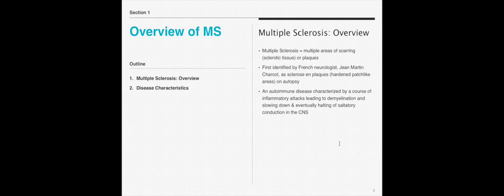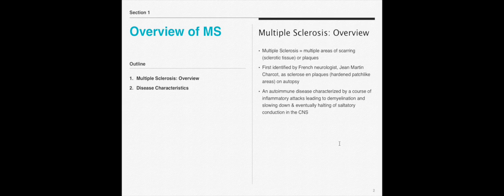Let's talk about multiple sclerosis. To start off here, we can discuss a brief overview of MS, which I know you've had in your clin med course as well. But briefly, multiple sclerosis is a disease that's represented by multiple areas of scarring or plaques throughout the central nervous system. It is isolated to the central nervous system, not the peripheral nervous system.